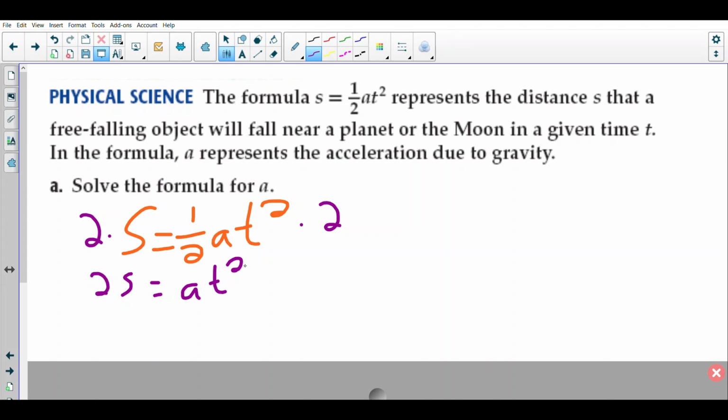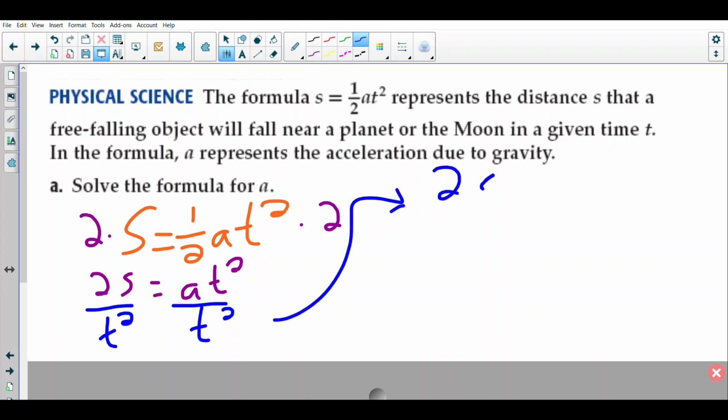Now, I just have to get rid of that t squared, so I'm going to divide by t squared. So I'm left with 2s divided by t squared is equal to a. So now I have my formula.